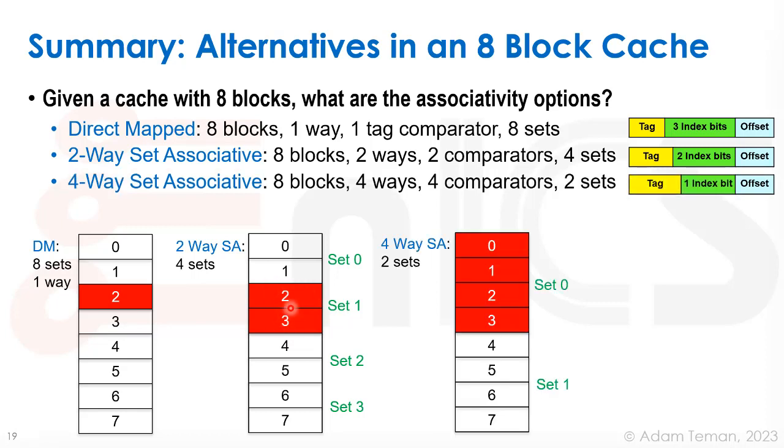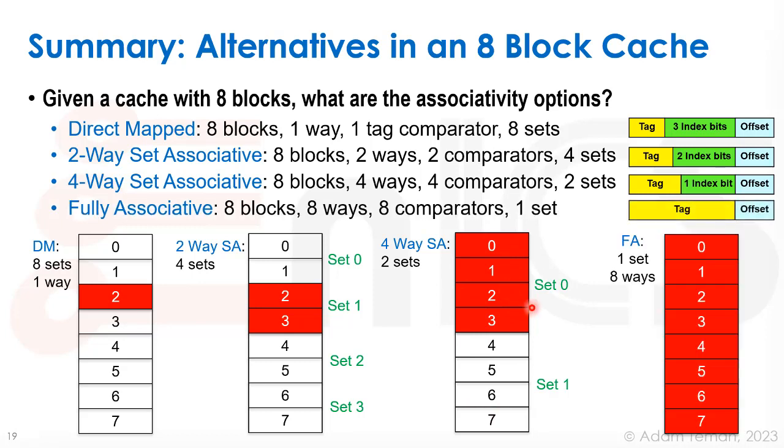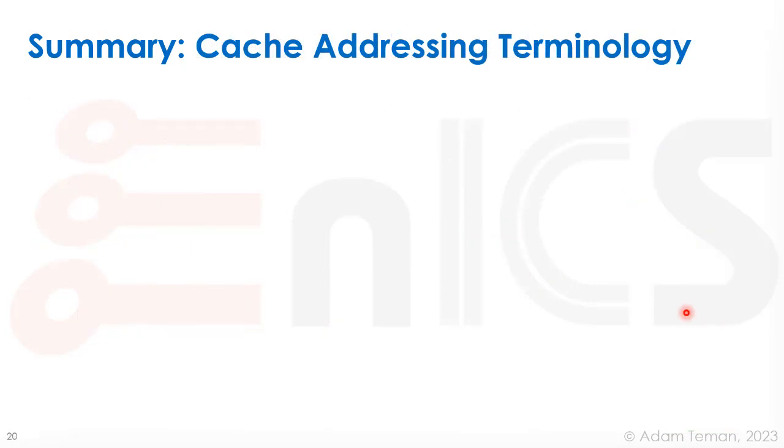The next step is, of course, 4-way set-associative, which needs only 1 index bit. We have 2 sets, and each of the 2 sets has 4 ways that we can store a certain address in. And so we need 4 comparators to figure that out. And finally, we have fully associative, where we don't have any index bits in our address, and we can store our address in any one of these 8 blocks.